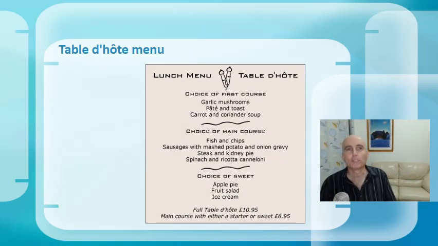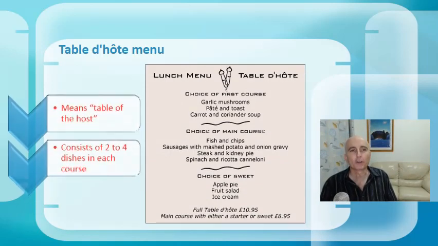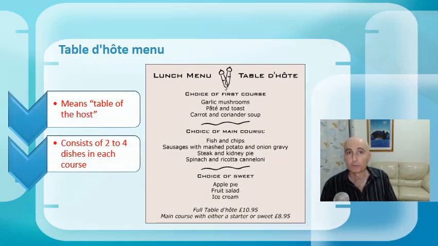So our first menu is table d'hôte, and if you actually look at it, it means in French table of the host. It consists of between 2 and 4 courses, and you can see here the key to a table d'hôte menu is that people can choose 1 or 2. Generally they are set price and a good value in any restaurant.